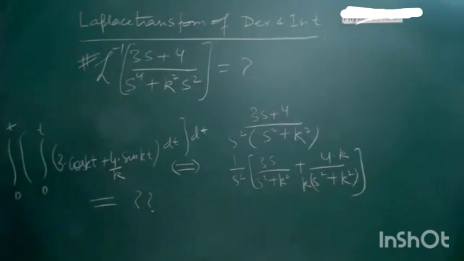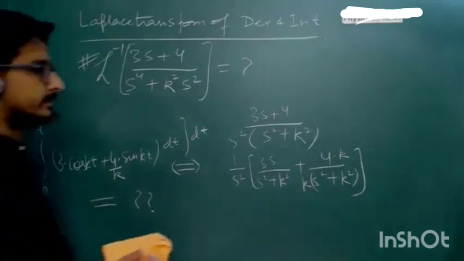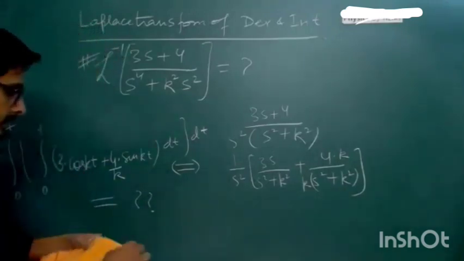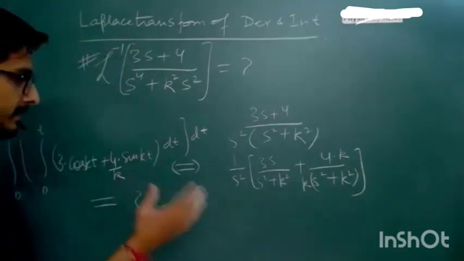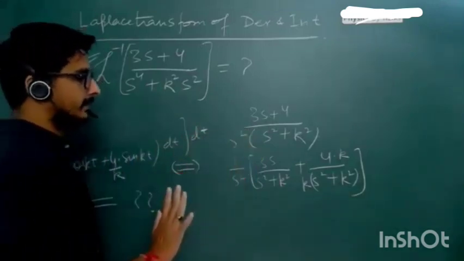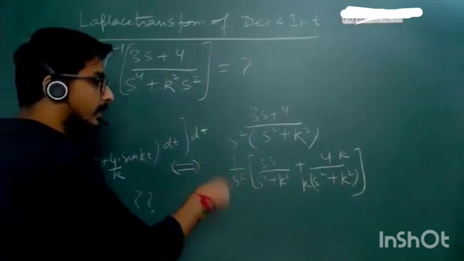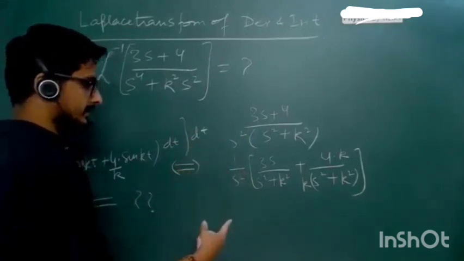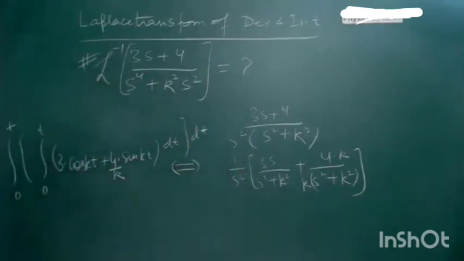Yes, sir. Cos of sin is a simple integration. You can do it. And please remember the 1 upon s thing. This type of question has been asked many times in exams. 1 upon s square, because you have to integrate it twice. And after integration, all of you do this in homework.